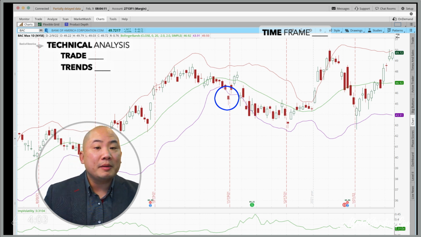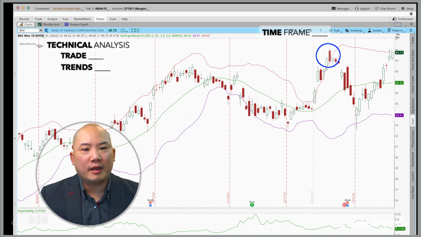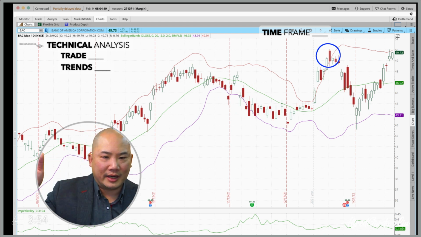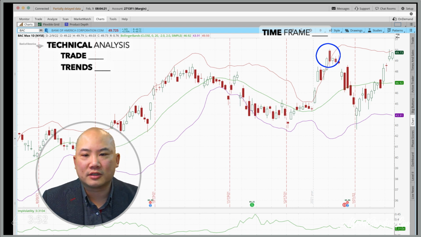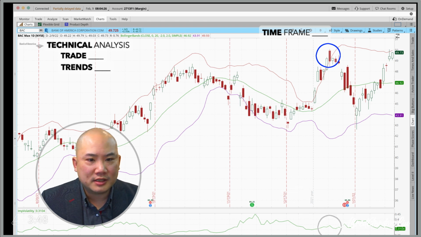And then how do you know when people are greedy? It's this right here. It pierces through that Bollinger Band. That means it is just going nuts, right? And you can see it also if I look down here at the volatility, peaking at certain points, right?